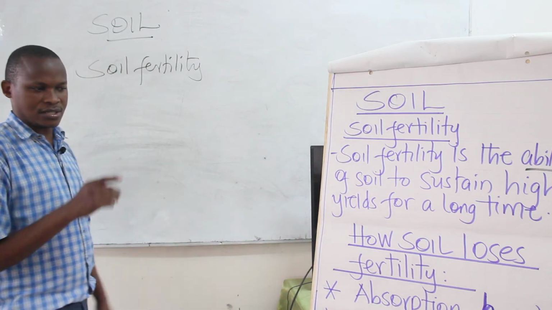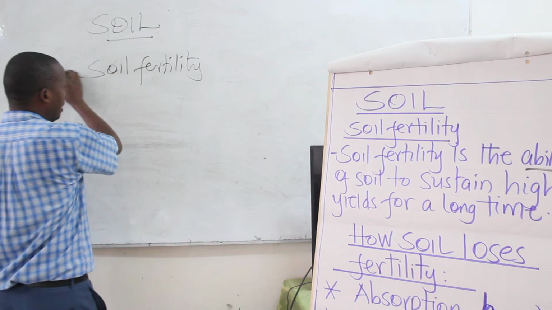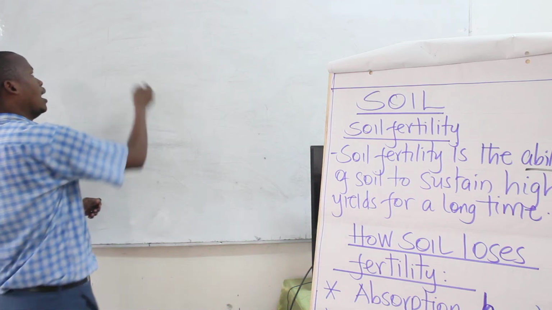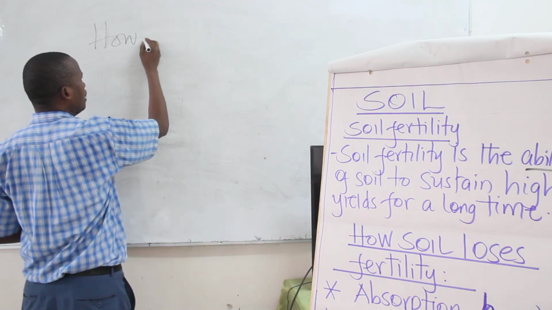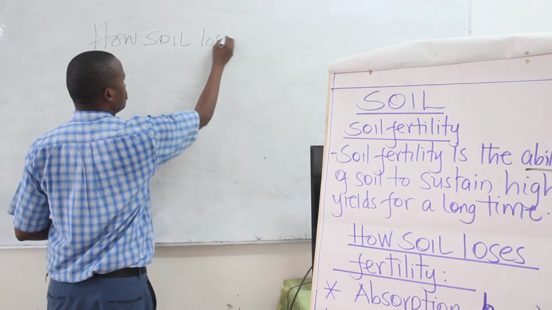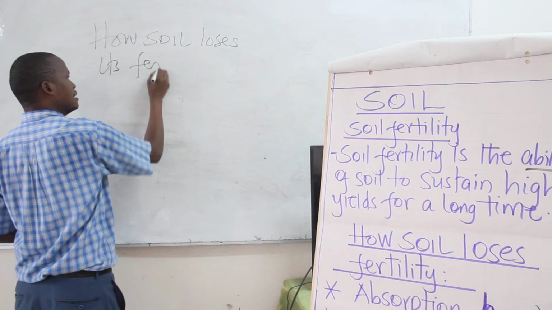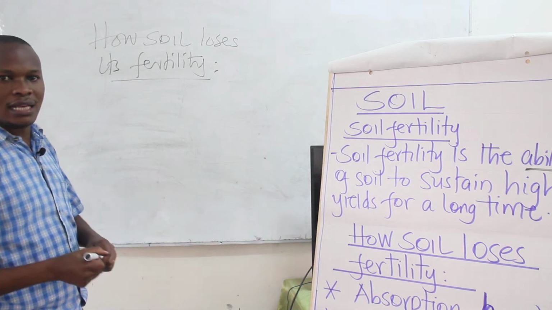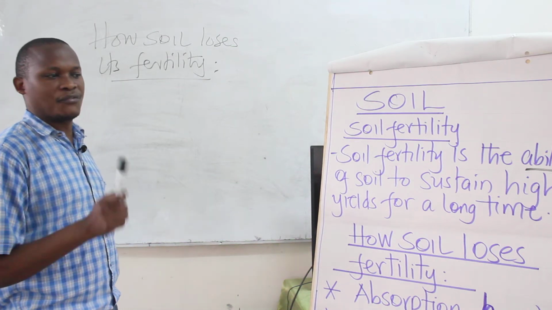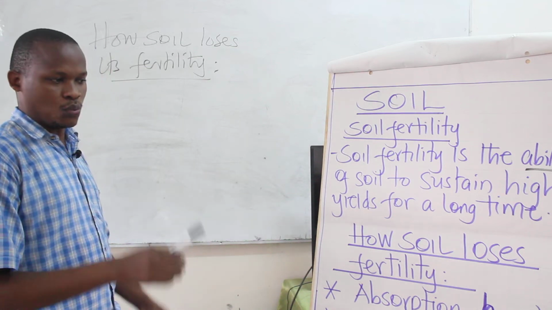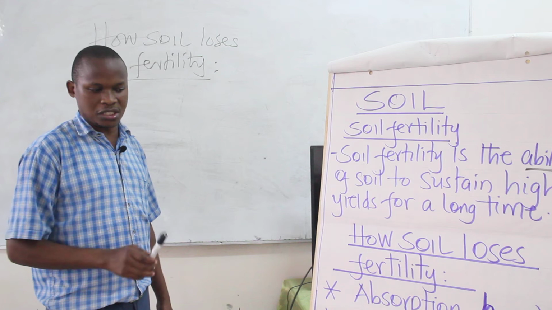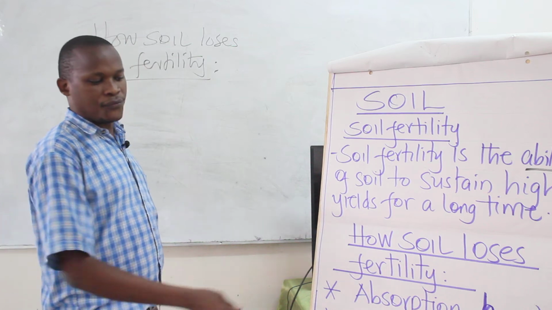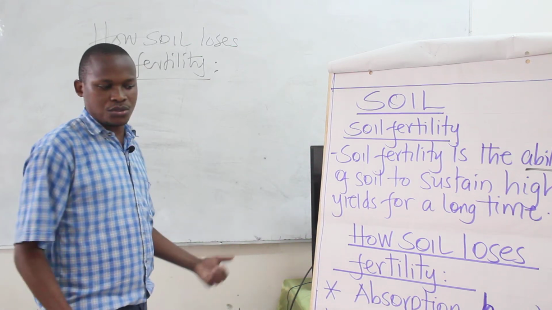Now, I want us to mention how soil can lose its fertility. Because you have said that soil cannot remain fertile forever, at one point it will lose its fertility. But how? I have mentioned 4 points here on how soil can lose its fertility.